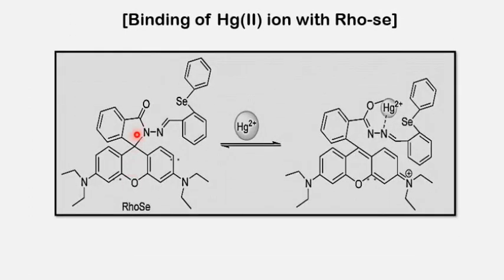Next is the detection of Hg2+ ion. For the detection of Hg2+ ion, a rhodamine-based chemosensor is used, that is rhodamine diphenyl selenium. This is the structure of rhodamine diphenyl selenium, and this is the binding site where the Hg2+ ion gets attached like this, and due to this attachment, the opening of the spirolactam ring takes place and the compound shows color.